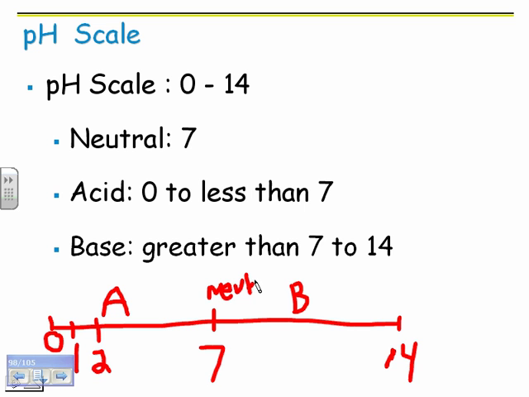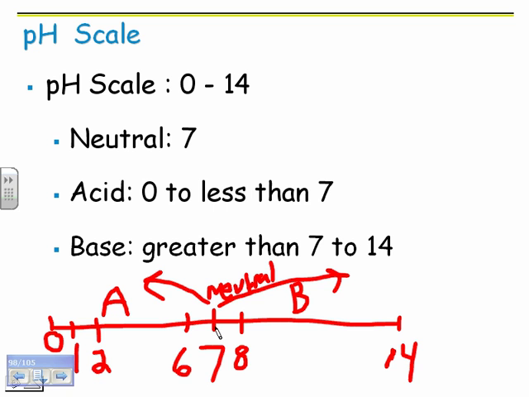Here's the crazy part. What's more acidic, pH 1 or pH 6? They are both acids, but pH 1 is going to be a stronger acid. So anything away from 7 is a stronger acid. Anything away from 7 is a stronger base. So a pH, let's say, of 8, is that an acid or a base? Well, it's on the base side, so it's a base.